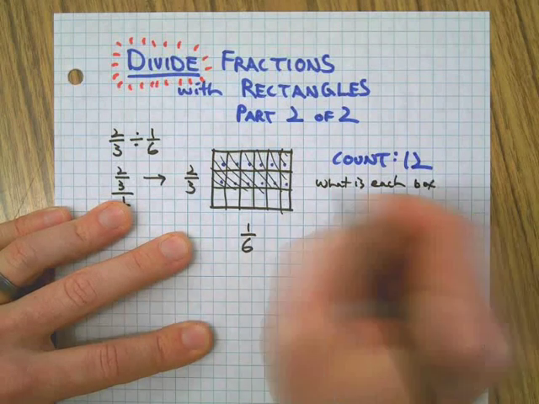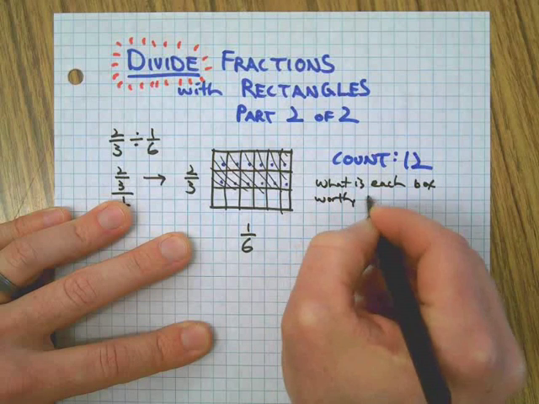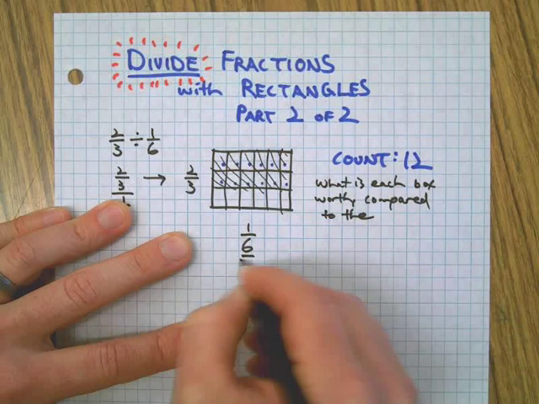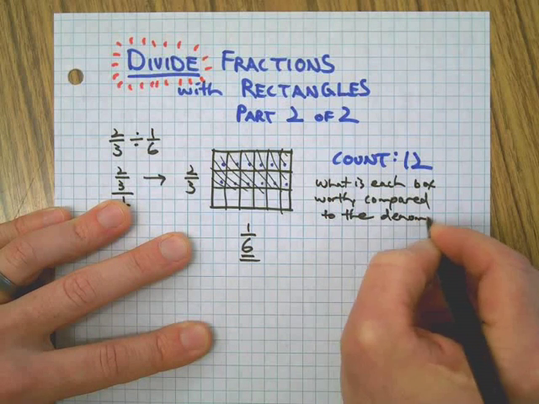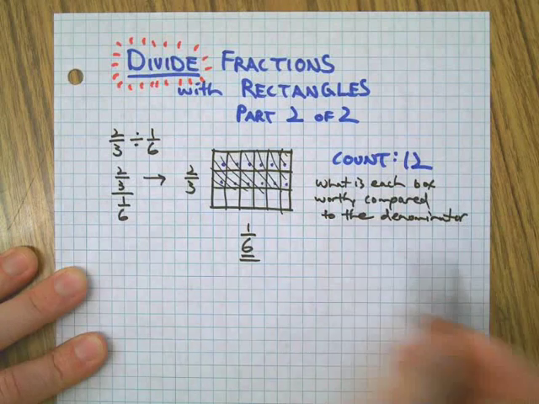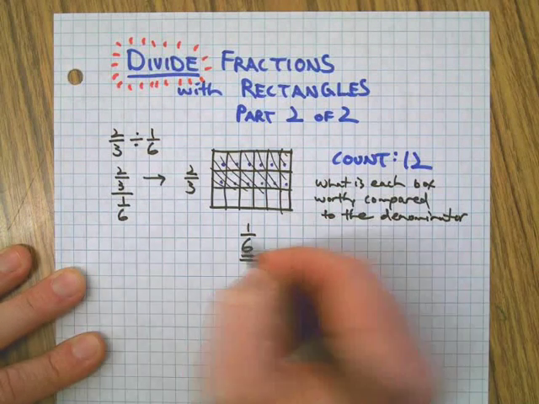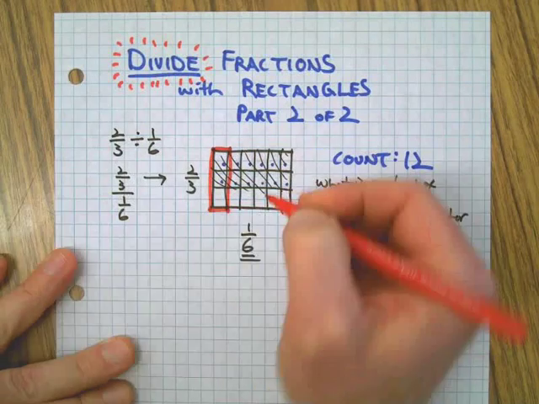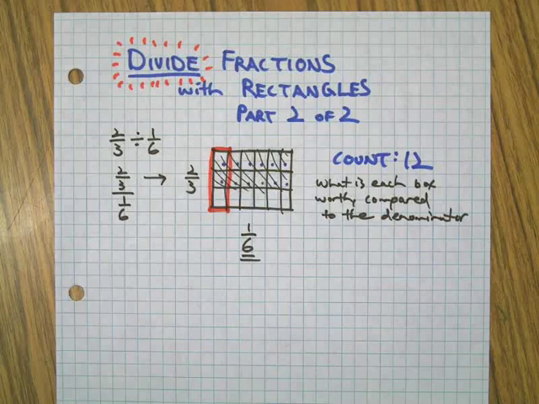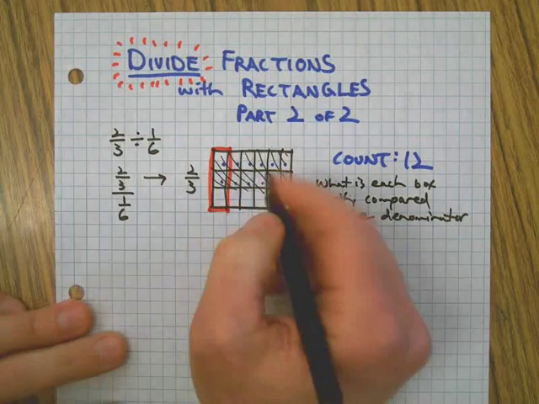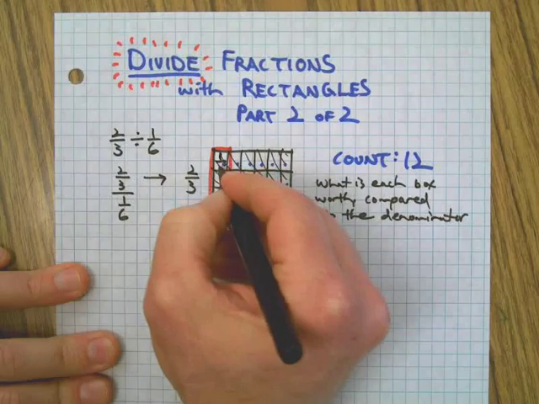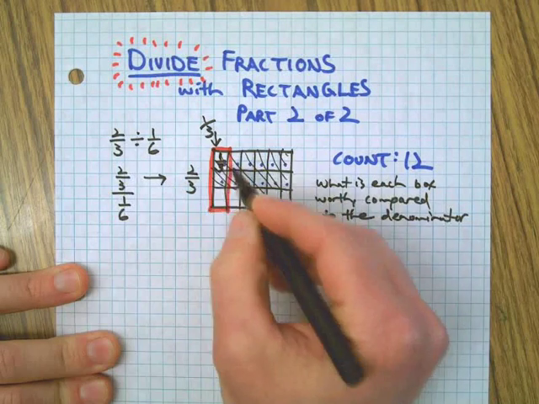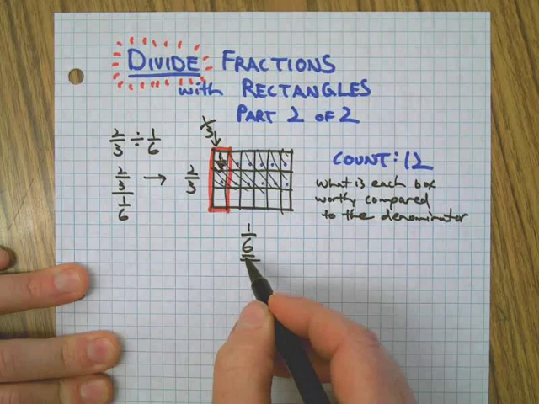Okay, then ask, what is each one of those boxes that we just counted? What is each box worth if you compare it to the denominator? That's the 1/6 is the denominator in this problem, right? So compared to the 1/6, which is this, right? That's 1/6 of the rectangle. Compared to that 1/6, what is each one of these little tiny boxes worth? Well, that's worth 1/3. In case you can't see that, this little box is worth 1/3 of this thing, the 1/6.